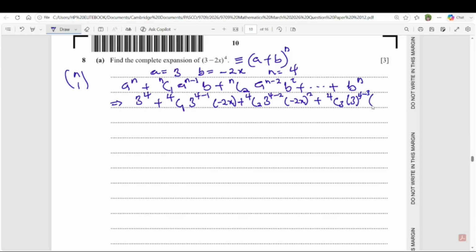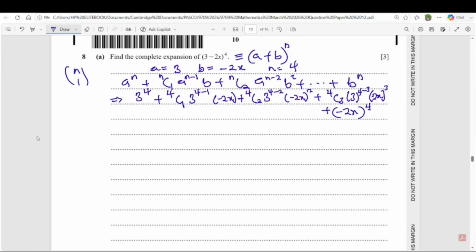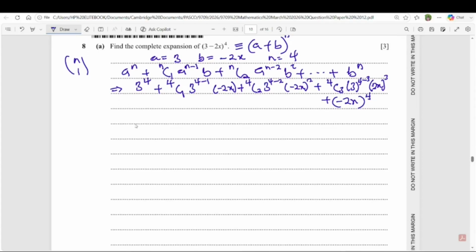And then our b is negative 2x, so negative here, exponent 3. Then we go to the very last term. We've had 4 terms: 1, 2, 3, 4. The very last term is plus our b, which is negative 2x, all exponent 4. Then we try and simplify each term. 3 exponent 4 is 81.